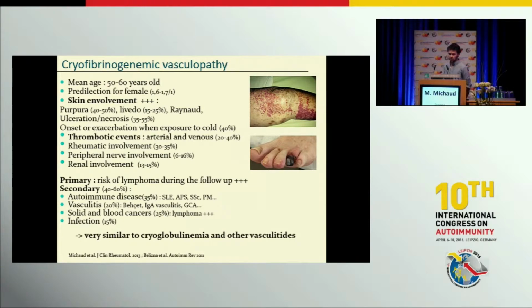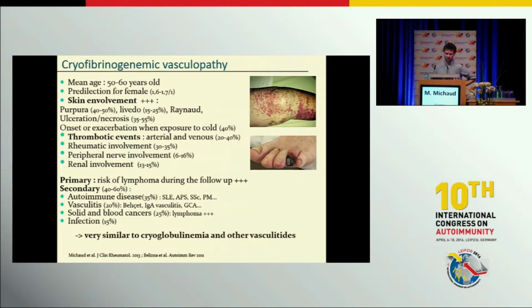The clinical features are mostly the skin involvement with purpura, livedo, Raynaud phenomenon, and severe manifestation with ulceration or necrosis. Patients can have rheumatic involvement, peripheral nerve involvement, and renal involvement, but they also have very frequently thrombotic events. So the clinical features are very similar to cryoglobulinemia vasculitis and other vasculitis.